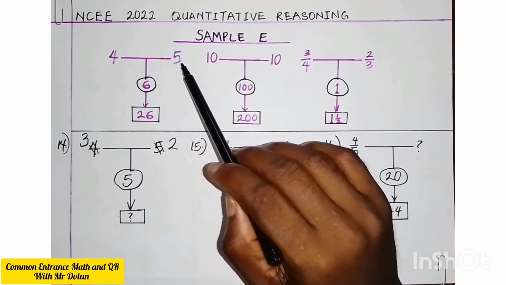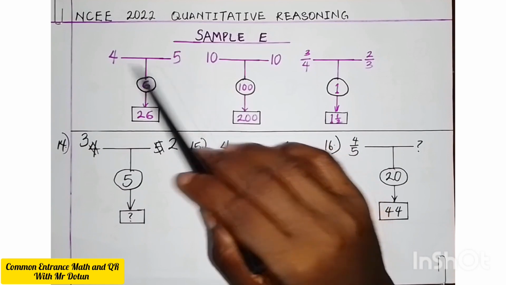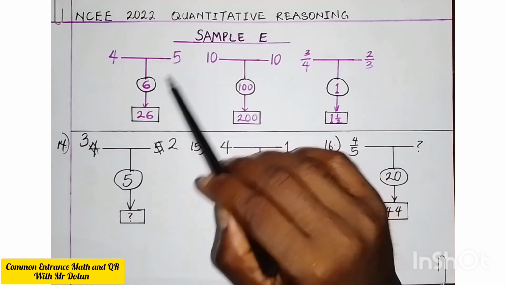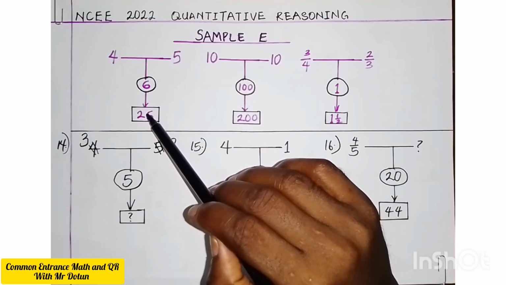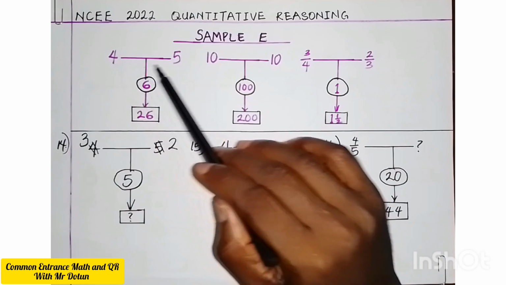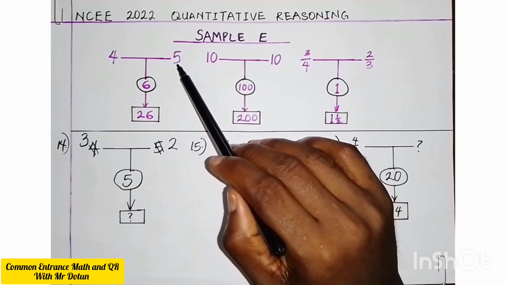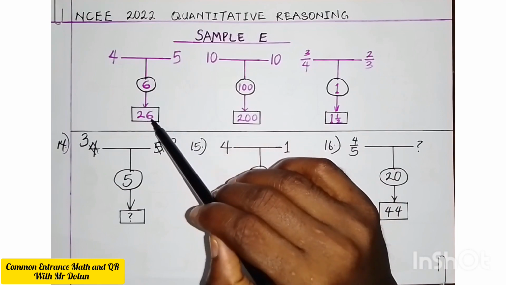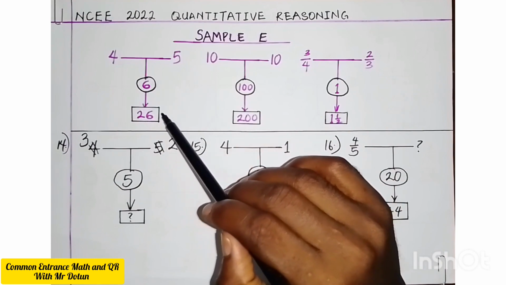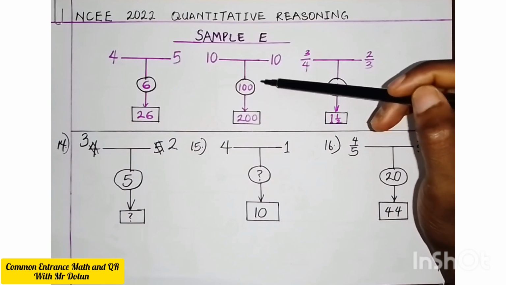When we look at 4 and 5, the first thing that comes to mind is 9, so 4 plus 5 is 9. How do we work with 9 and 6 to get 26? That won't be workable. What about 4 times 5? 4 times 5 is 20. What can we do with 20 and 6? Oh yeah, 20 plus 6 is 26. So let's go to the next sample to confirm it, to see if it's true.